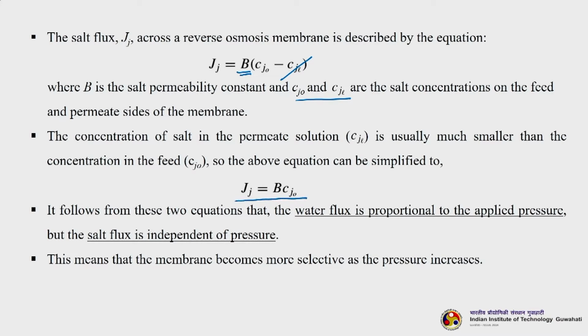So, it follows from the above two equations that water flux is proportional to the applied pressure, but salt flux is independent of the pressure. It is very important to note this. So, this means that the membrane becomes more selective as the pressure increases. Water flux is obviously a consequence of the applied pressure, but salt flux has nothing to do with the pressure.